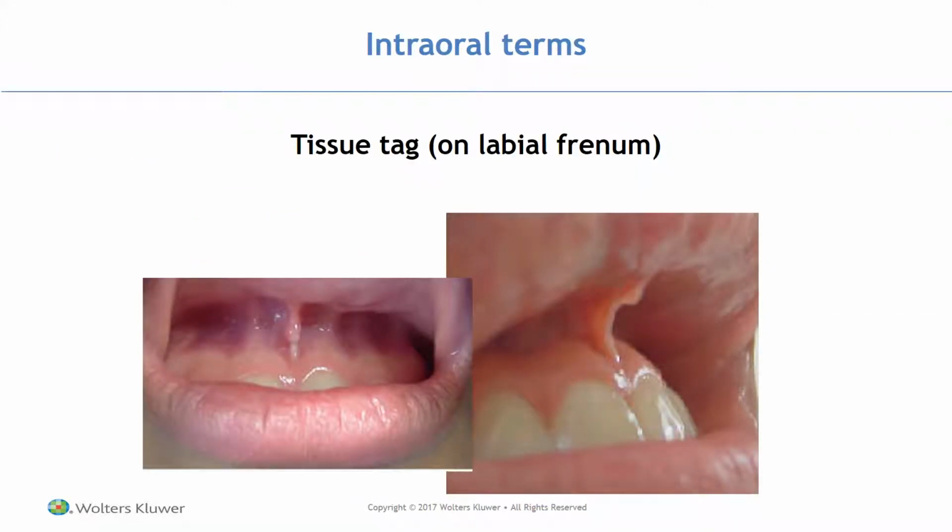All right, then we'll often see these little tissue tags, and they could be from a tear or just a variation of normal for a lot of people. You see these a lot. So it's just this little tag, this little protrusion on the frenum.